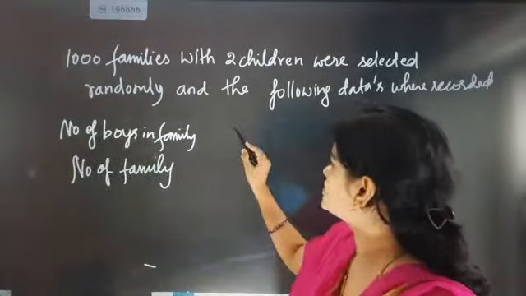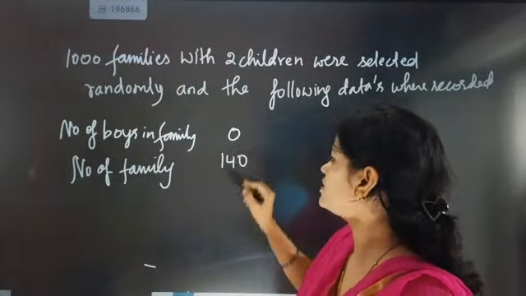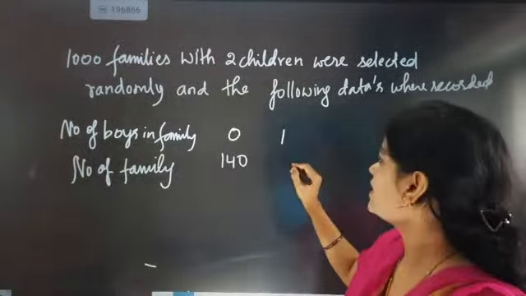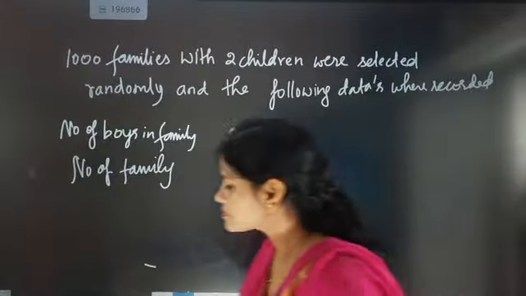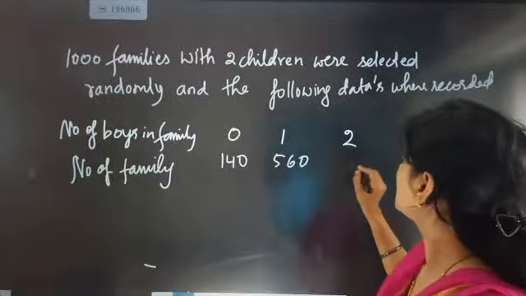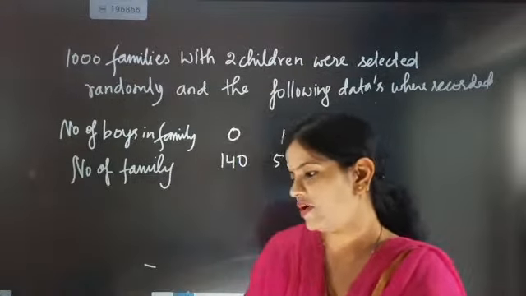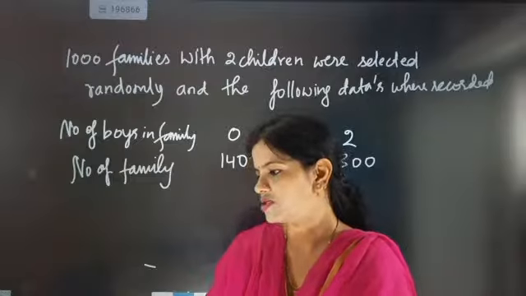So number of boys 0, means 140 families have both female child. Now second, 1 male 1 female child, and then 300 families were there where both the child were male.